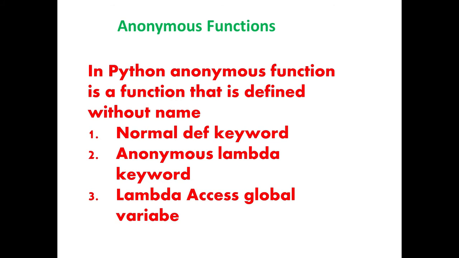And then, a very important one: what is an anonymous function? In Python, an anonymous function is a function that is defined without a name. Normally the def keyword is used. If you apply an anonymous function, the lambda keyword is used. Lambda accesses global variables. Do you know global variables? The global variable lambda accesses.